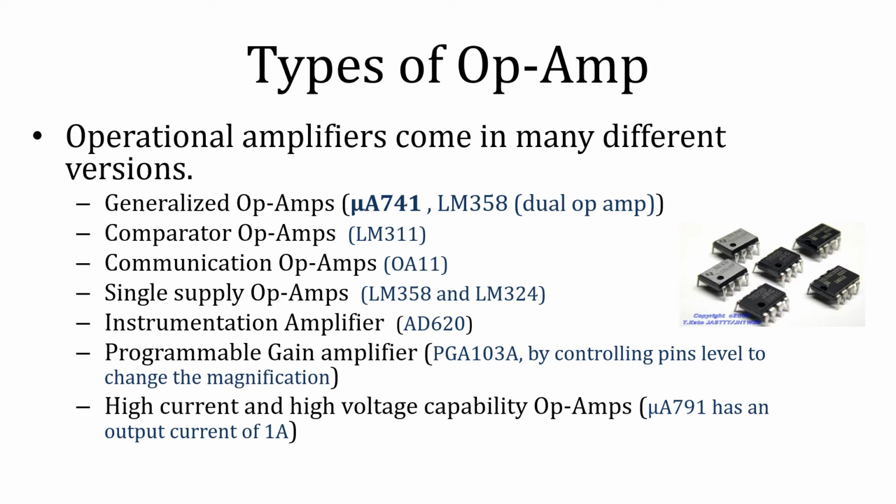So obviously the number of pins will be more in this. Power supply pins are similar, 7 and 4. So they will be common to both the op-amps, but their input and output pins are different. Then the second type of op-amp is LM311, which is exclusively used for comparator purpose. So we'll discuss in the next few slides what a comparator is. Then we have a communication op-amp OA11, single supply op-amp LM324, very popular. Then instrumentation amplifier AD620. So you can see there are many other programmable gain amplifiers or high current, high voltage op-amps.